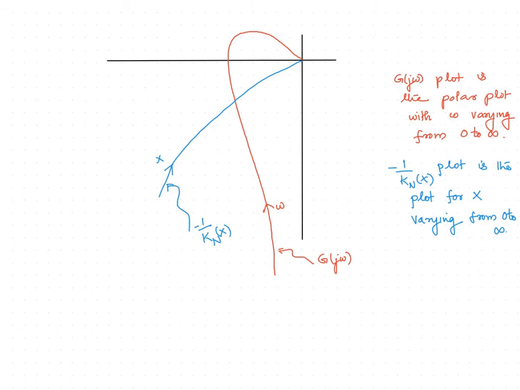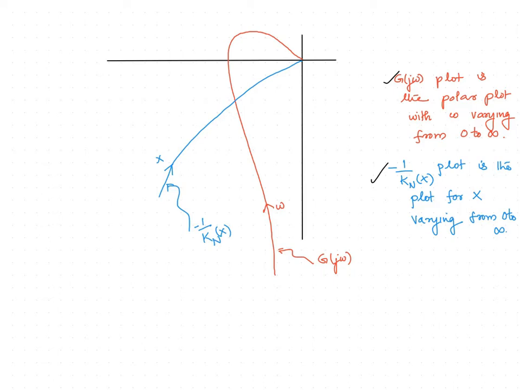In order to discuss the describing function approach for stability analysis, we need to plot two diagrams. One is the G(j omega) plot and another is the minus 1/Kn(X) plot. The G(j omega) plot is nothing but the polar plot with omega varying from 0 to infinity. Sometimes it is also called the Nyquist plot when we draw it from minus infinity to infinity. The minus 1/Kn(X) plot is obtained for X varying from 0 to infinity.